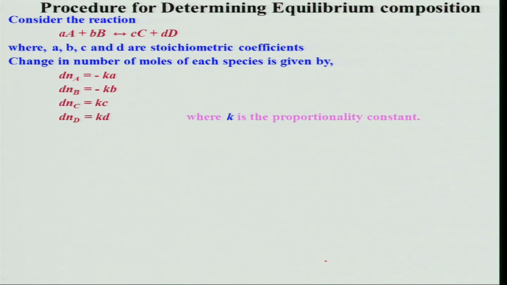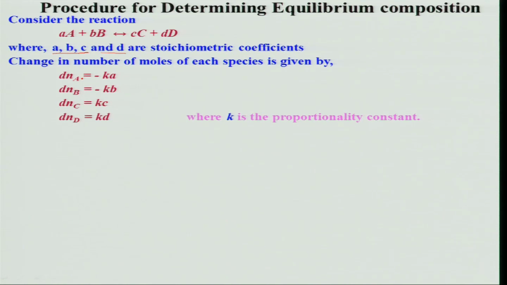So, let us consider an arbitrary reaction, where a moles of species A react with b moles of species B, going to c moles of species C and d moles of species D. It can be any numbers, but I have considered only 2 reactants and 2 products just for simplicity. And what are these a, b, c, d? They are the corresponding stoichiometric coefficients, that means how many moles are participating. The change in the number of moles of each species, for example species A, will be proportional to the coefficient of that species A.